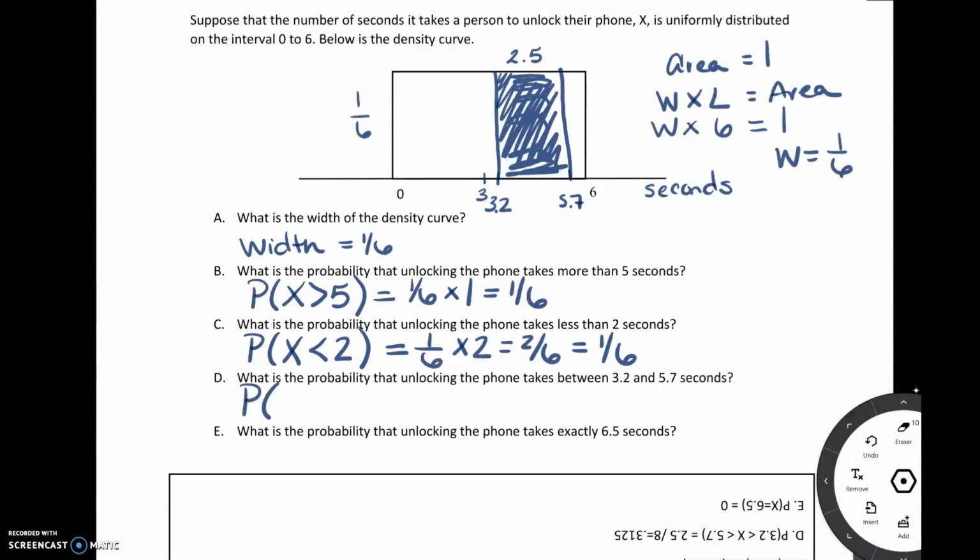So the probability that x is between 3.2 and 5.7. What that's saying is that x is greater than 3.2, but less than 5.7. So the width here is going to be 1/6, and then the length is 2.5. So then you could put that in your calculator, and you should find that that is 0.4167. Oops, wrote that on the wrong line.